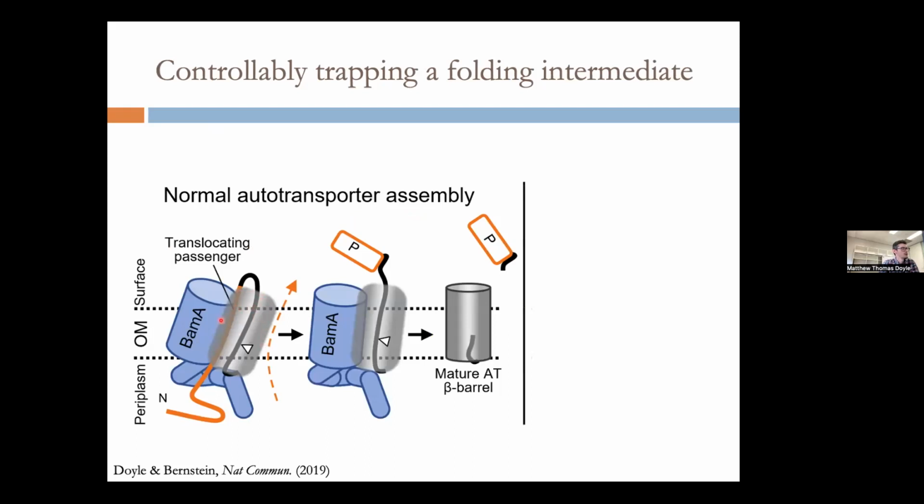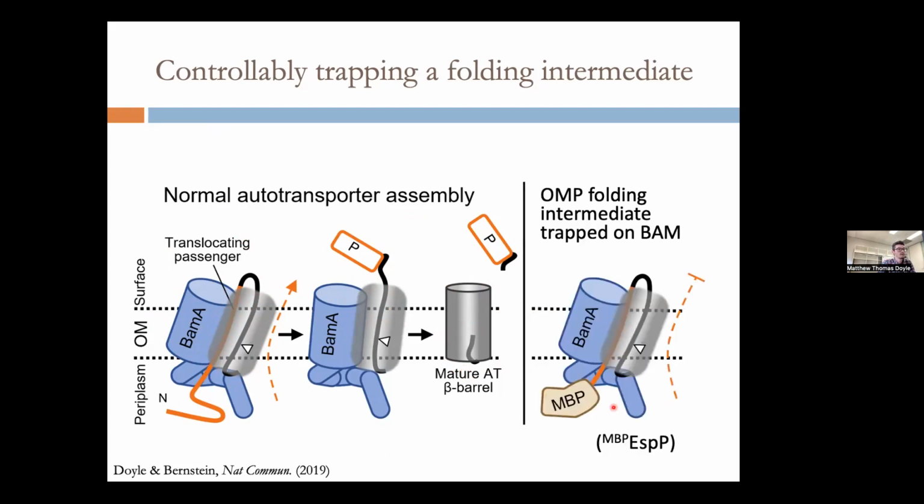So if this is the normal autotransporter pathway where BAM-A, at this point, we didn't know what this looks like. This was very hypothetical at the time. BAM-A is holding on to the barrel in gray of the autotransporter. And normally the passenger is traversing the outer membrane. And once it's fully traversed, BAM releases the barrel and you get a mature barrel in the outer membrane.